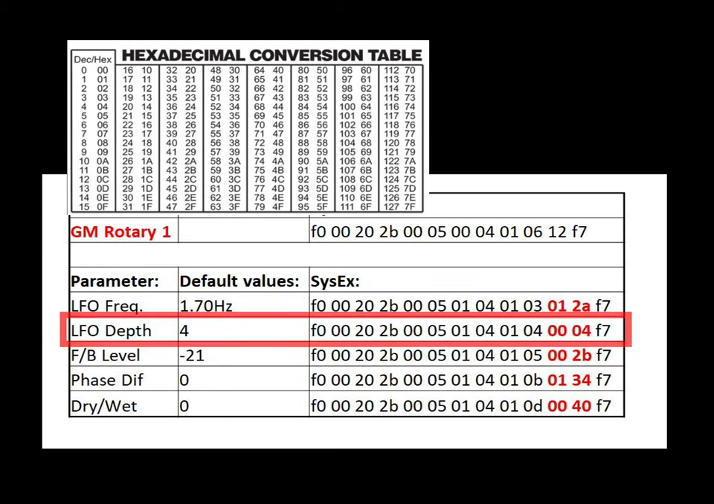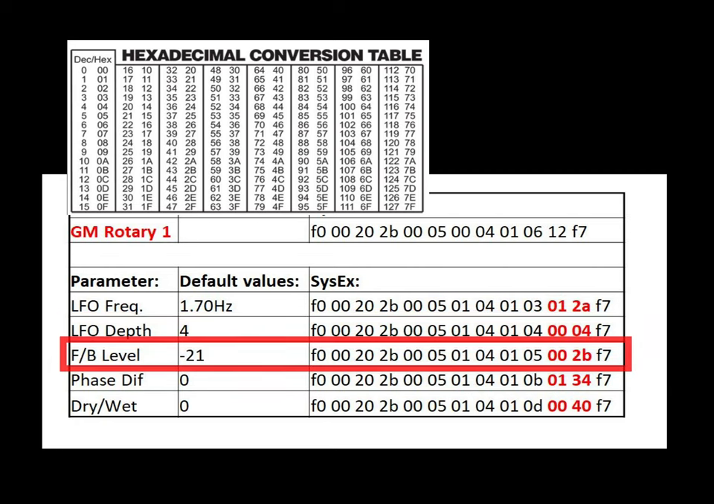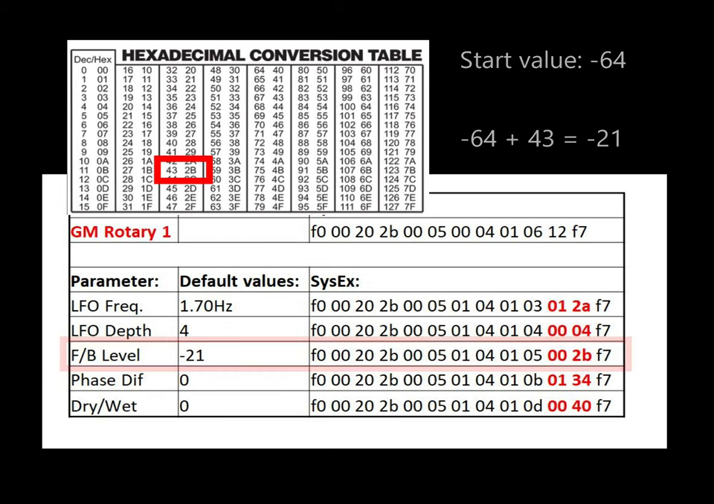For the LFO depth value 4, the SysEx command is F000202B00 05 01 04 01 04 00 04F7. For the FB level portion minus 21, the command is F000202B00 05 01 04 01 05 00 2BF7. It is important to know that the parameters have start values, in this case minus 64. So minus 64 decimal plus 2B hex, which equals 43 in decimal, is minus 21.